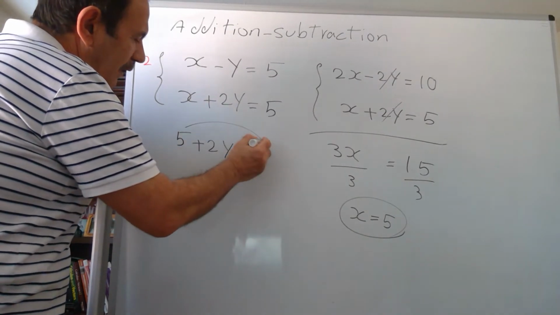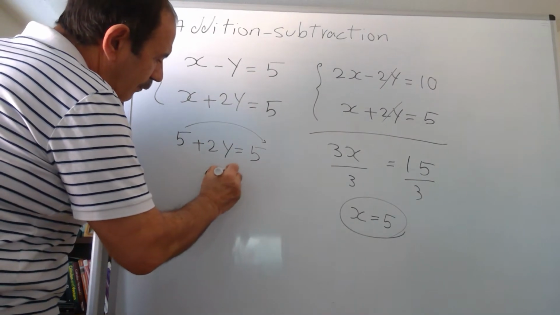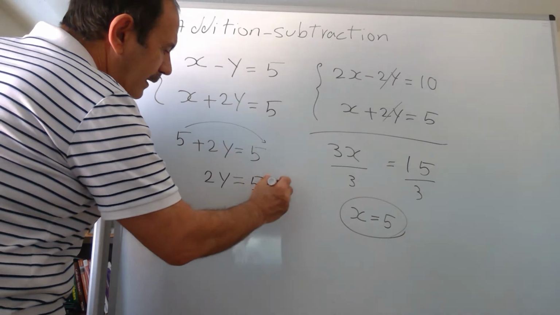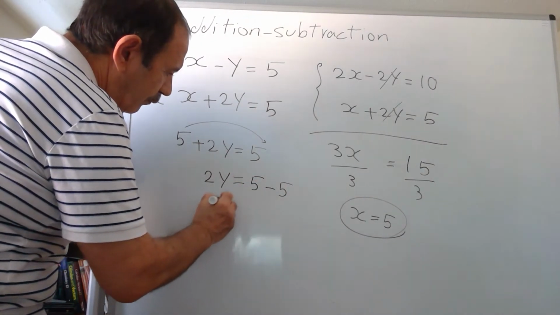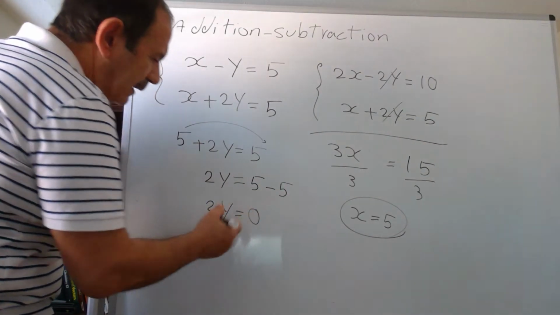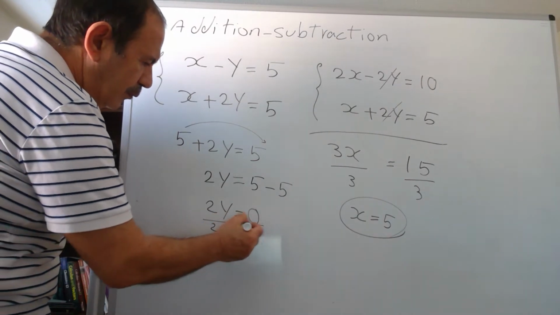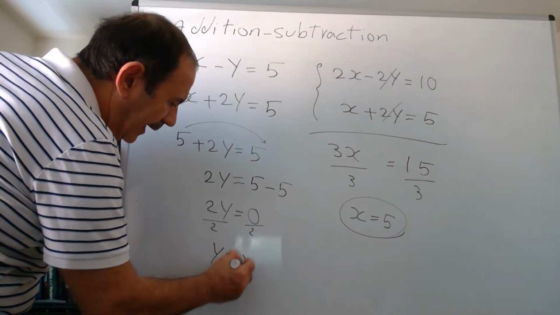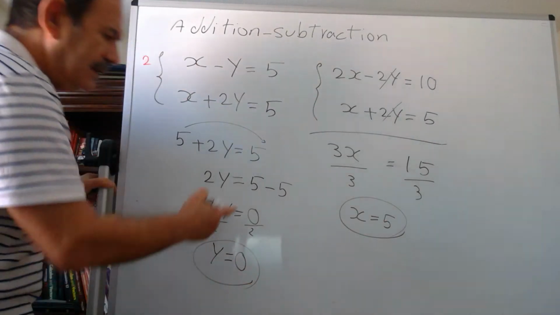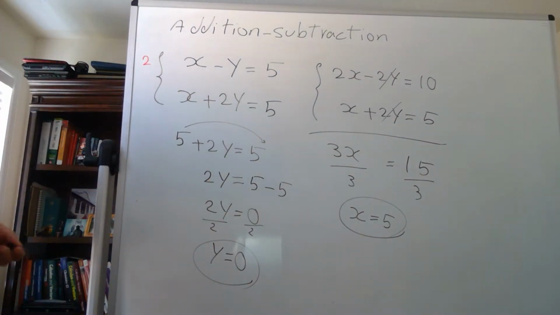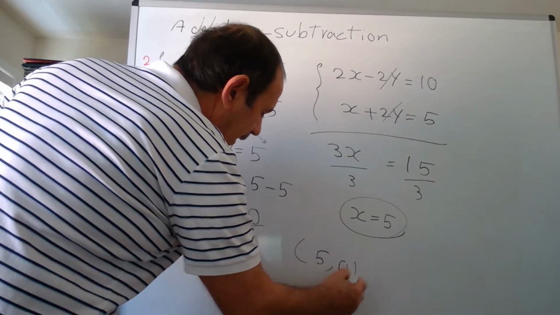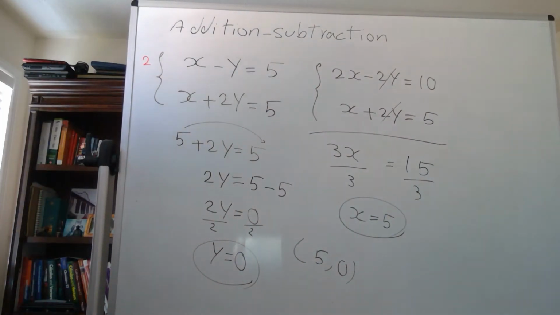Move the 5 to the other side. Then 2y is equal to 5 minus 5, or 2y is equal to 0. Divide both sides by the coefficient 2. Then y is going to be 0 divided by any number, which is 0. Remember, 0 divided by any number is 0. So what is the answer? 5 and 0. x is 5, y is 0.